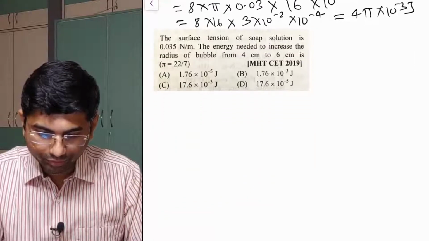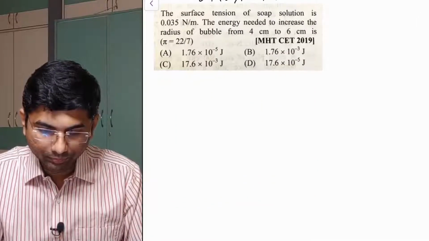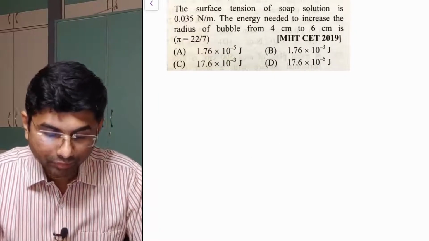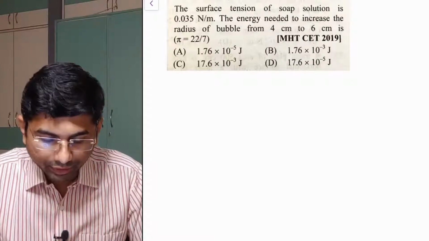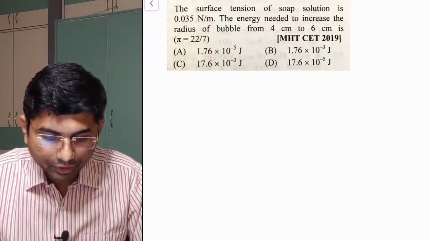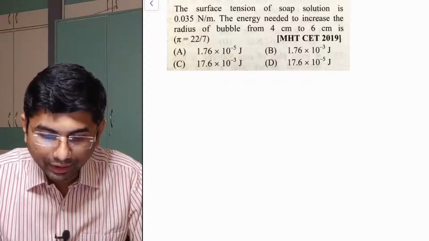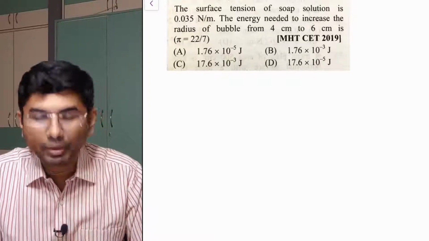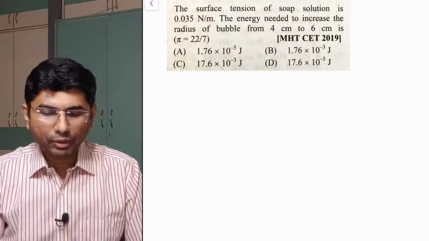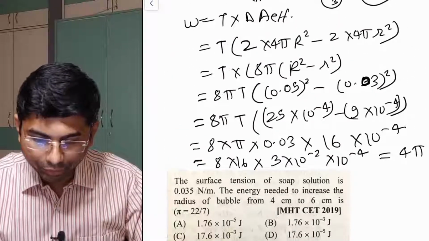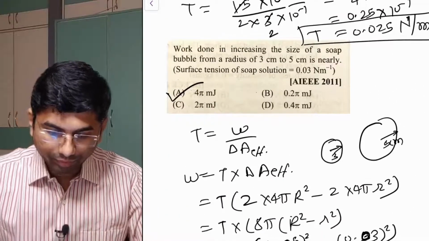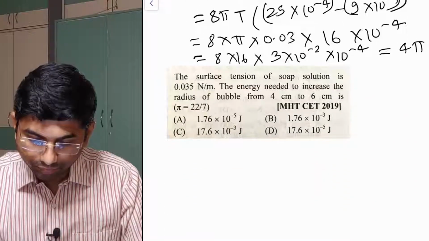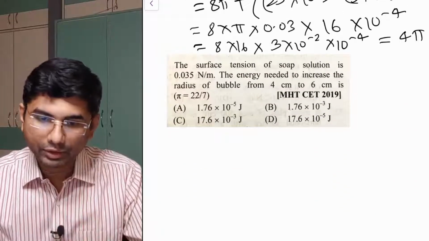Okay, next question. This is MHT CET 2019 question. The surface tension of a soap solution is 0.035 Newton per meter. The energy needed to increase the radius of a bubble from 4 cm to 6 cm is. Pi value is also given to us. Same kind of question. In the previous question the radius increased from 3 to 5, here it is increasing from 4 to 6. Same kind of calculation I need to do.